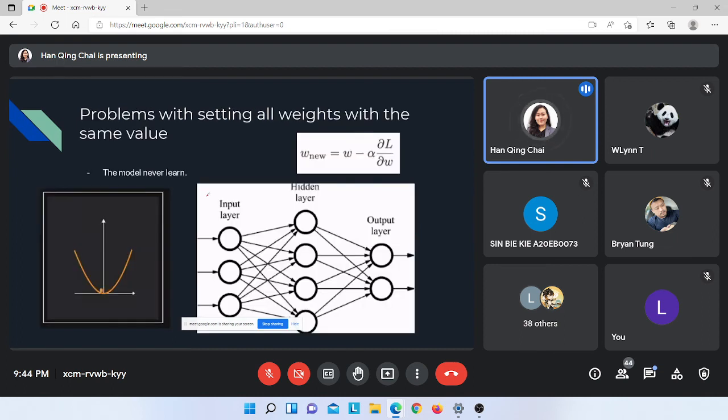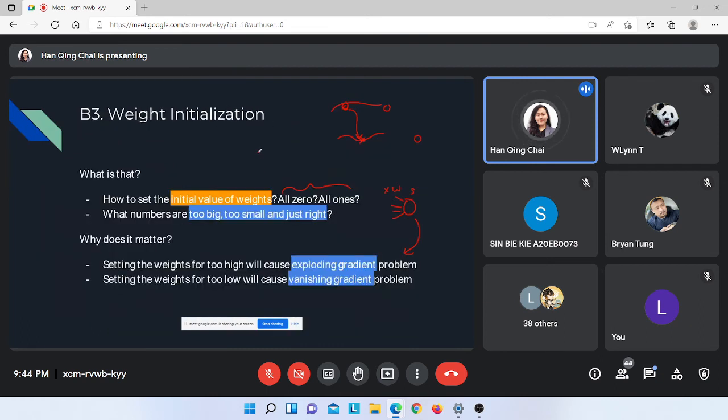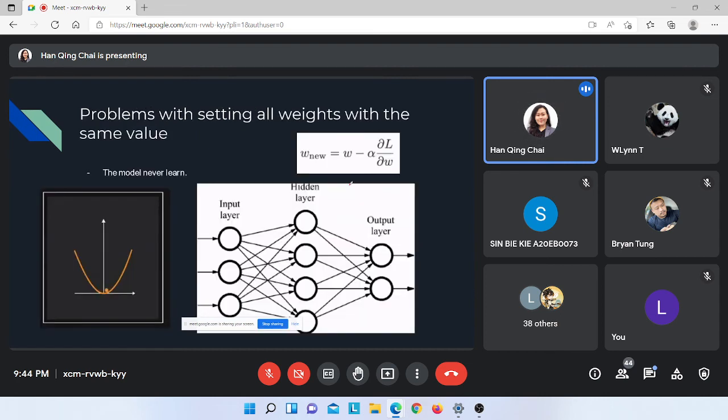Then, problems with setting all weights to the same value. Why do I say that setting all zeros, all ones, or the same values is not good? If you remember, this one is x, this one is w, and the summation, we call it z, is going to pass through an activation function. If you set the same value, for example, this weight equals 1, this one also 1, this one also 1, this one also 1, then all of these produce the same output, the summation z, the same value. Maybe the inputs only have a little bit of difference.